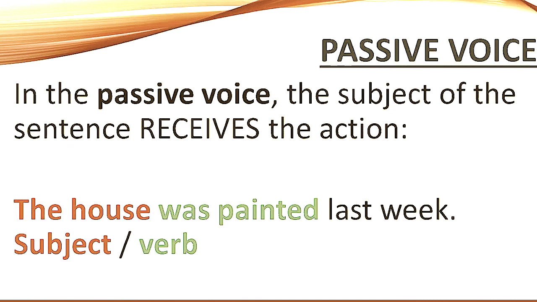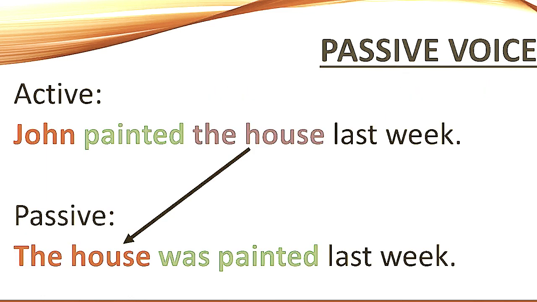In the passive voice, the subject of the sentence receives the action. For example, the house was painted last week. The house is the subject, was painted is the verb. Notice here that the object of the active sentence becomes the subject in the passive sentence.